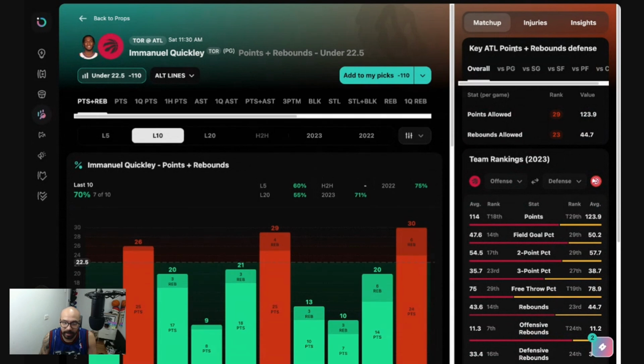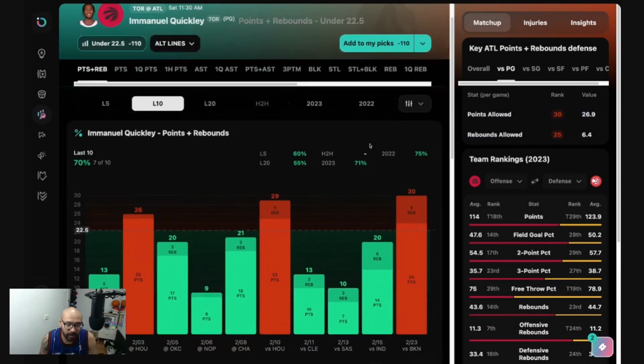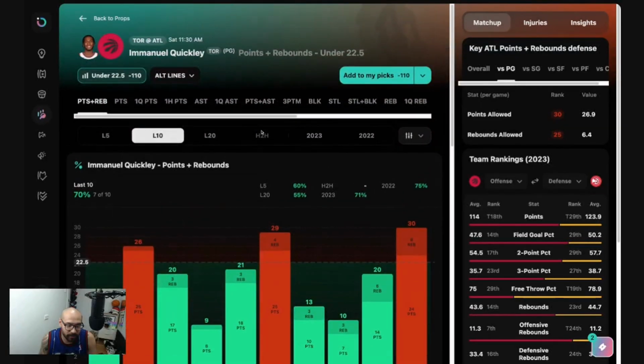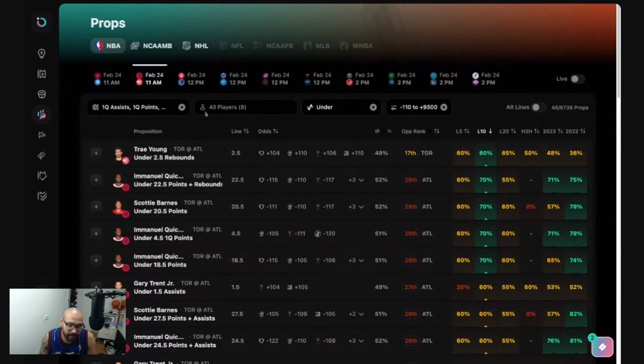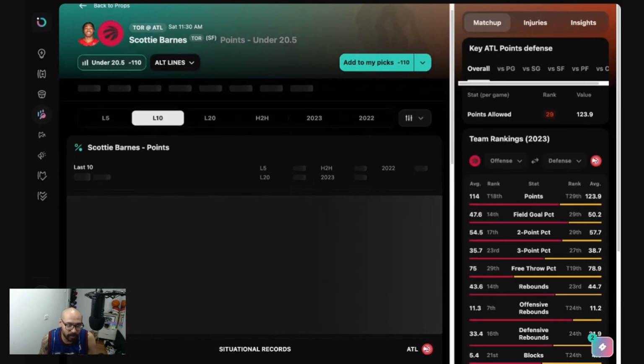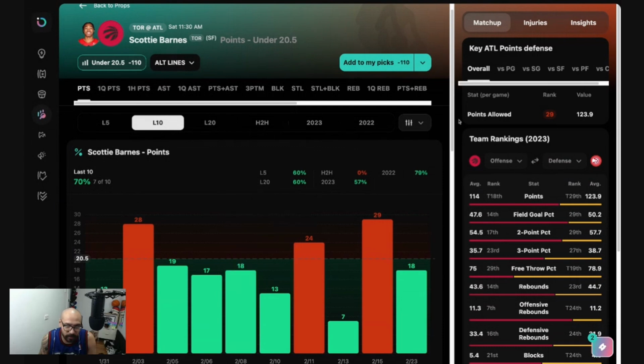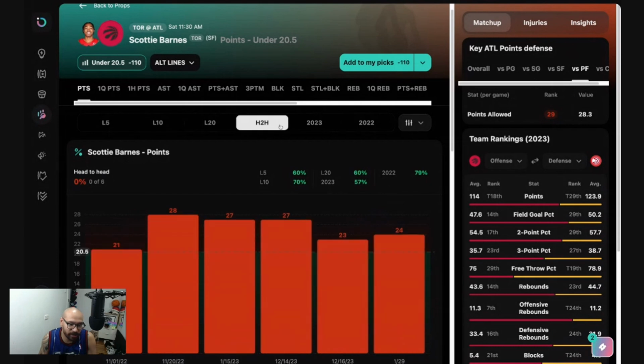So if you like taking unders, have fun. Firstly, the matchup is actually not good if you want to take the unders for Quickly. The Hawks get absolutely destroyed by point guards, so that makes me hesitant already. He has gone under in 7 out of his last 10, though, so a bit of conflicting data. I don't like taking unders as it is, so probably avoid that. Scotty Barnes, in terms of his points prop, very much the same, right? He's gone under his points prop in 7 out of his last 10 games, but the Hawks allow the second most points to power forwards, and Scotty Barnes has gone over in every single game against the Atlanta Hawks.